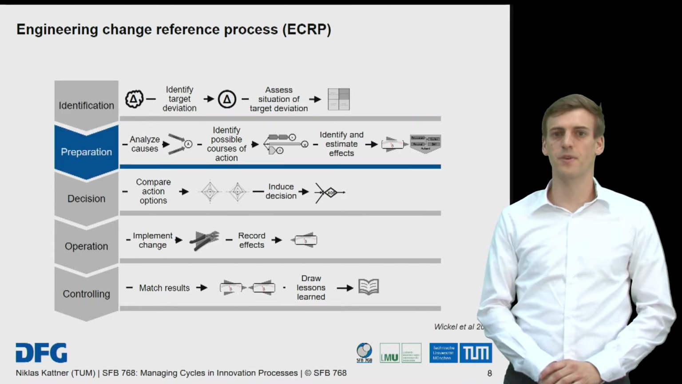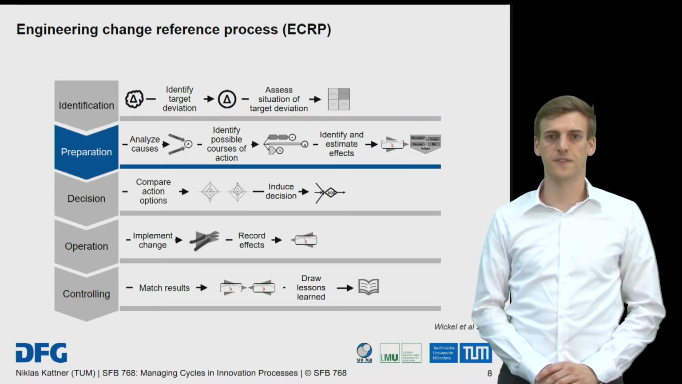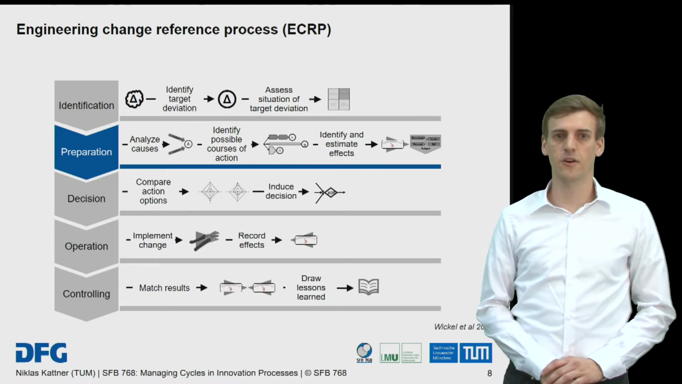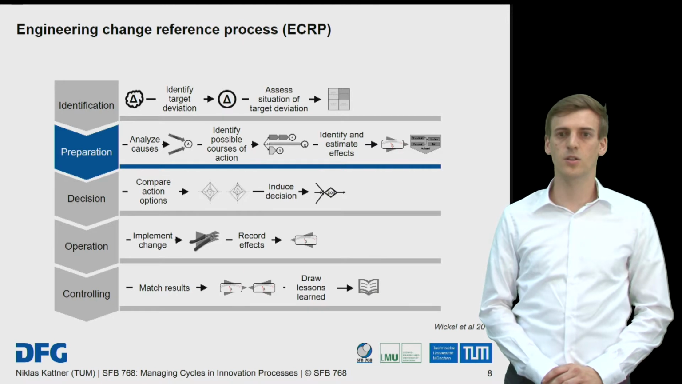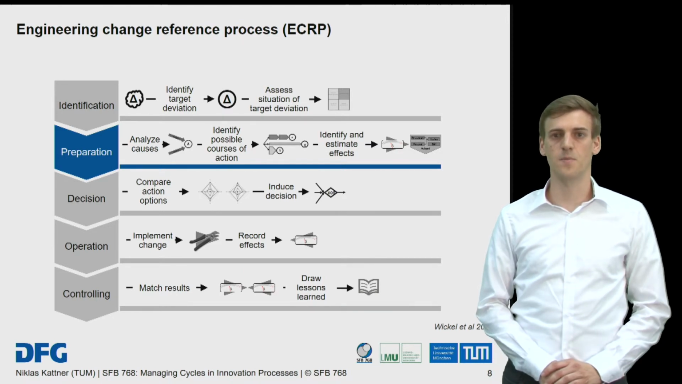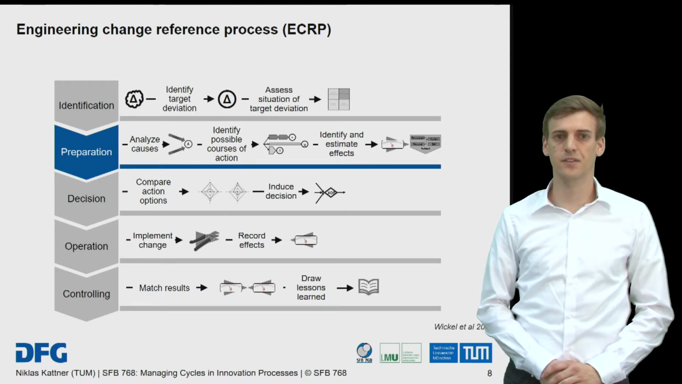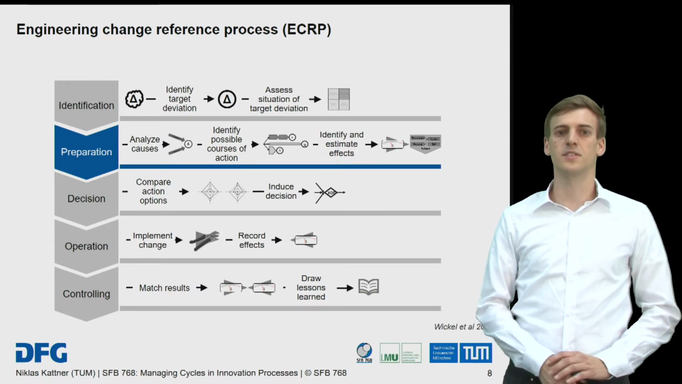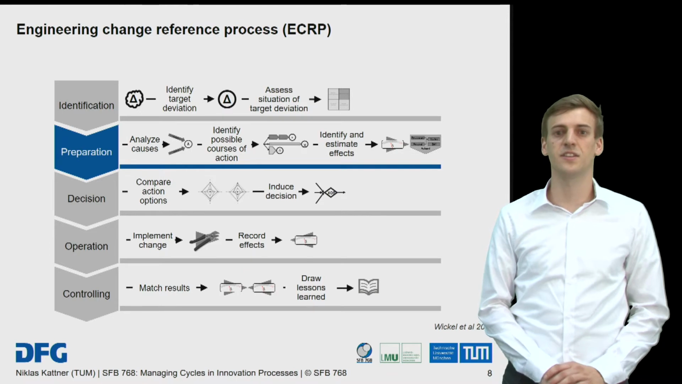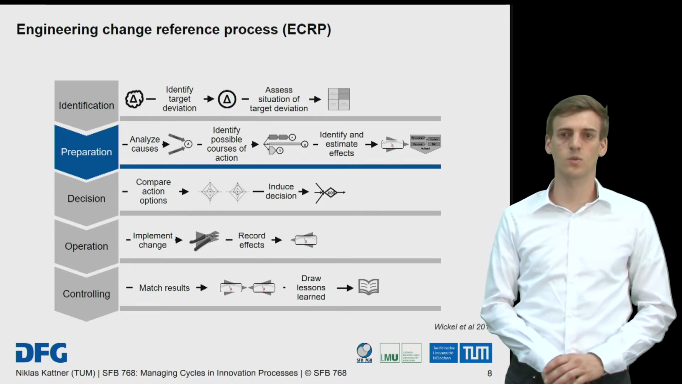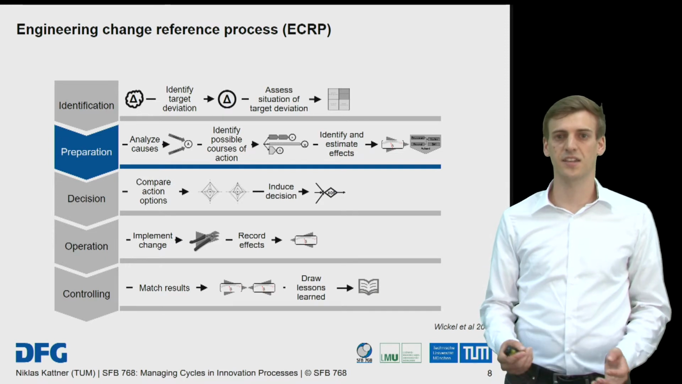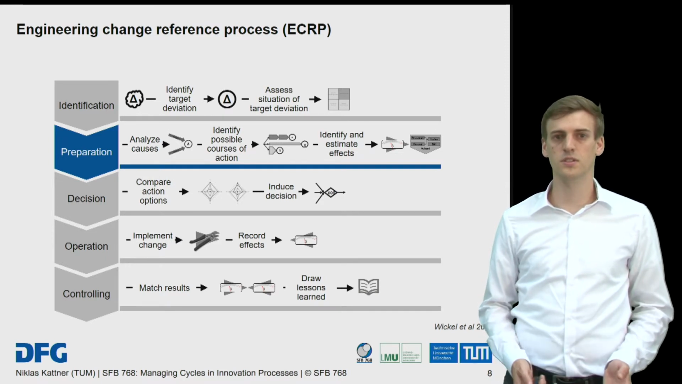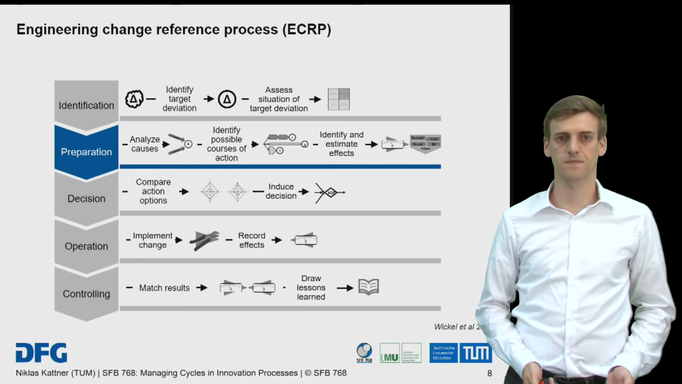Within the following preparation step, more information is gathered, with cause analysis in order to identify the technical cause behind the target deviation. Several courses of action are elaborated. For each course of action, the dimensions and extents of resulting effects are estimated. The result of the preparation phase is an engineering change request, or so-called ECR, that describes the target deviation, the underlying technical cause, potential solutions, and the relevant effects.